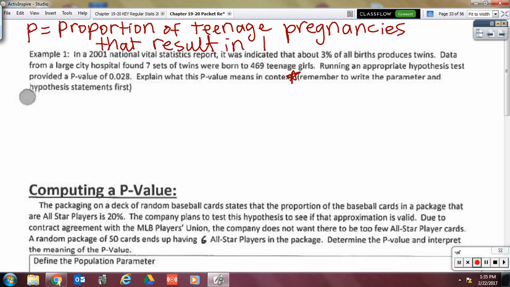And remember what we're wondering is if it's the same as all births. Are teenagers having twins at a different rate than all women or pregnancies? So what is our null hypothesis? H0: p equals what?